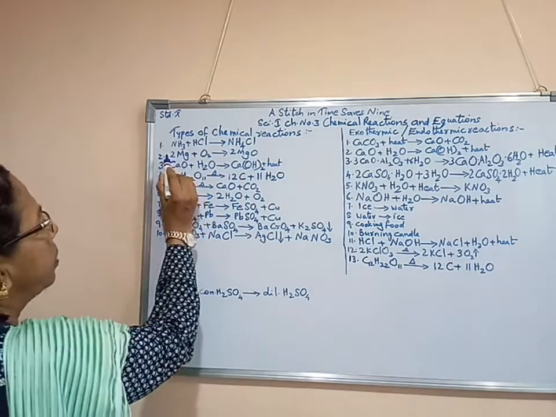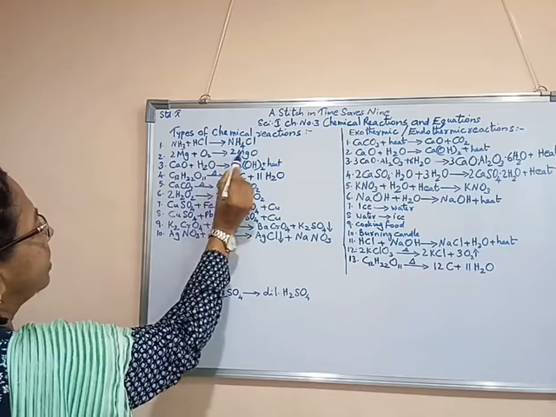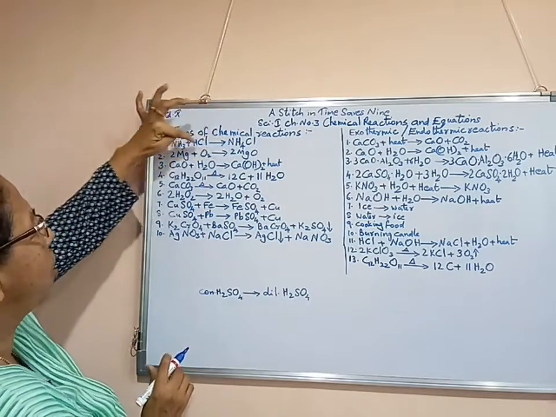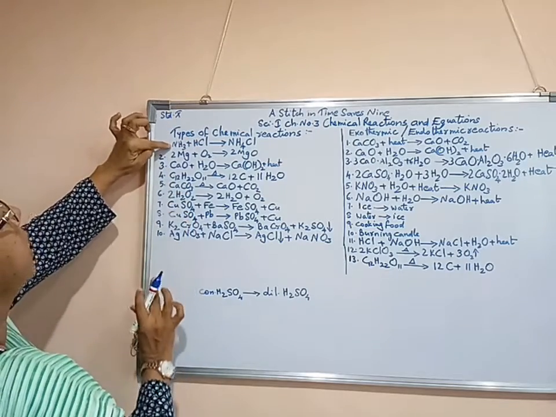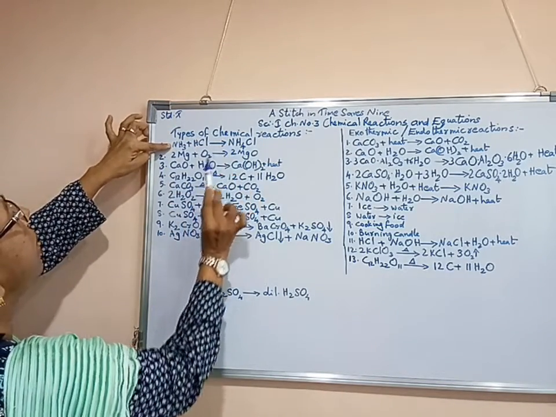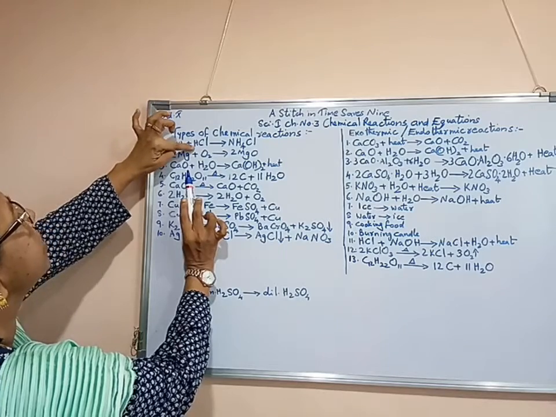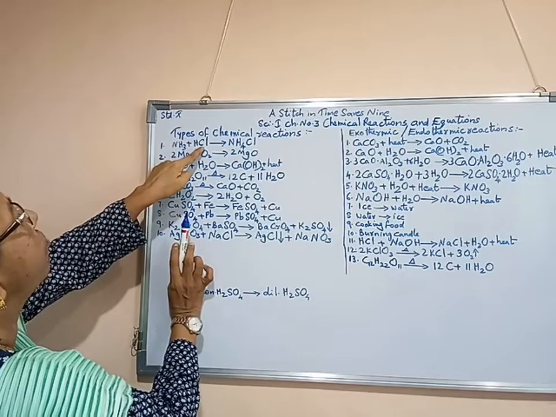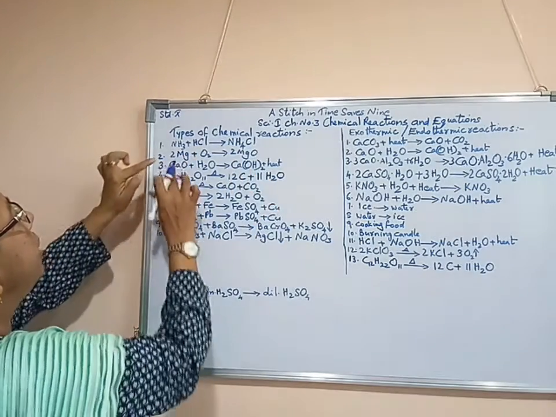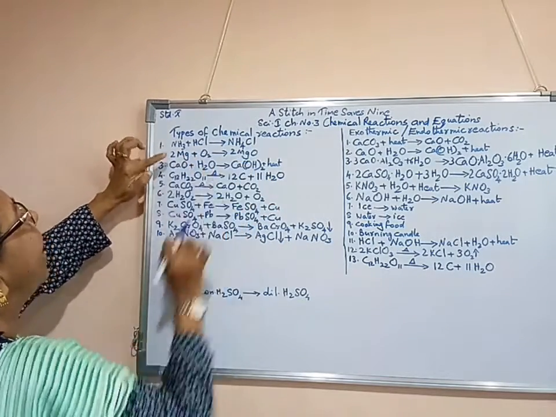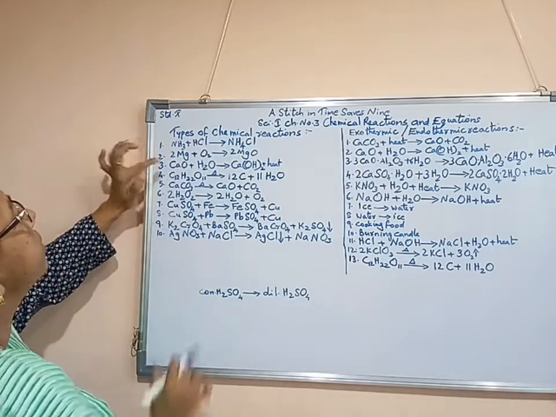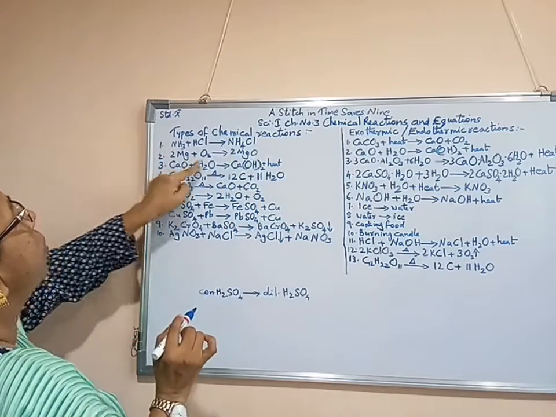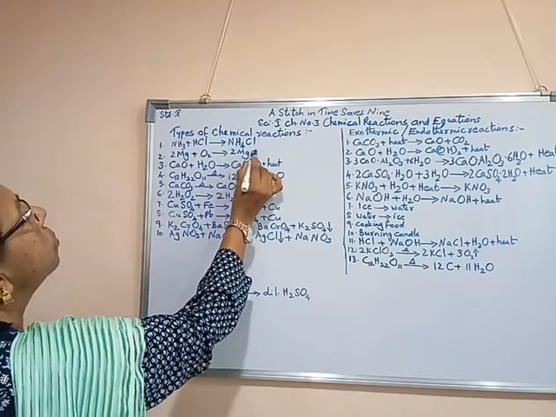Now this equation is in a balanced condition. That means this is also a balanced equation, but here balancing is not required. Why? Because here nitrogen 1, here also nitrogen 1. Hydrogen here 3 plus 1, 4. Here again 4 hydrogen. Then chlorine here 1, here also chlorine 1. So this equation is also balanced. All equations are balanced here. Here 2 Mg, here also 2 Mg. Then oxygen here 2, here also 2 oxygen.